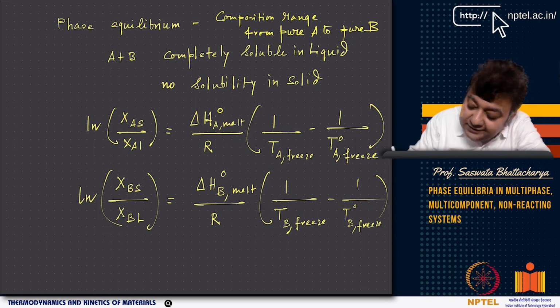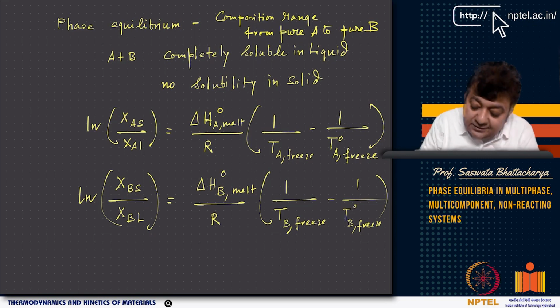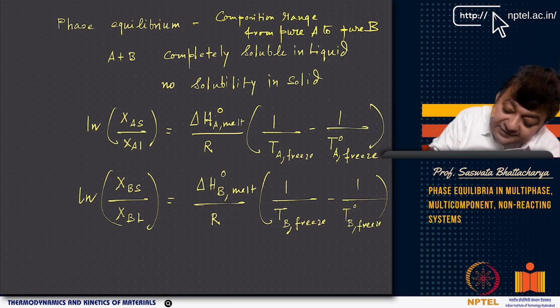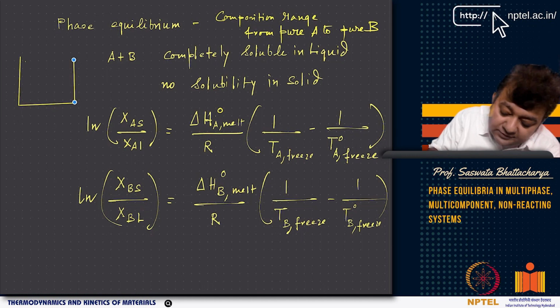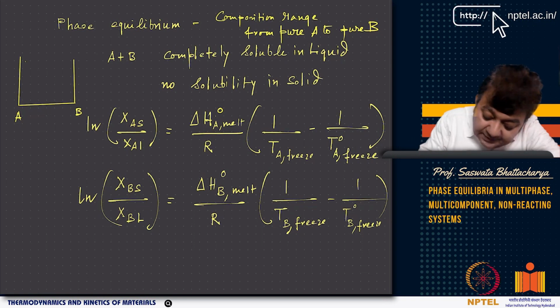And you have 1 by T_A freeze, because A can have a different freezing point than B, right? You have two components, A and B. A has a different freezing point than B, and you are now looking at component A in its pure state, right? In the phase diagram, as you have seen before, you have one axis and you have the other one. So this is the pure A side, and this is the pure B side. We are looking at the pure A axis, where X_B equals 0.